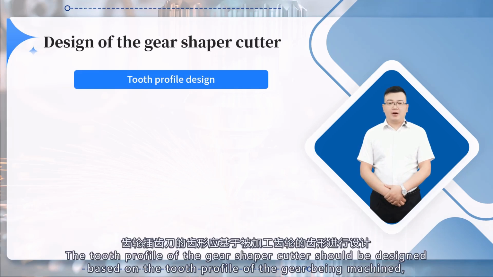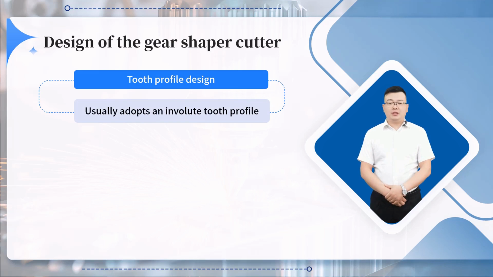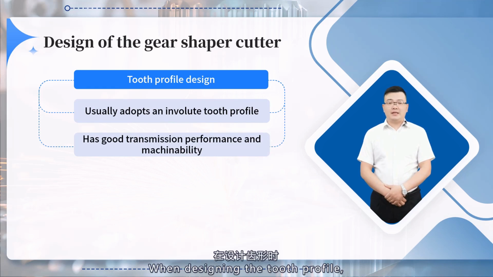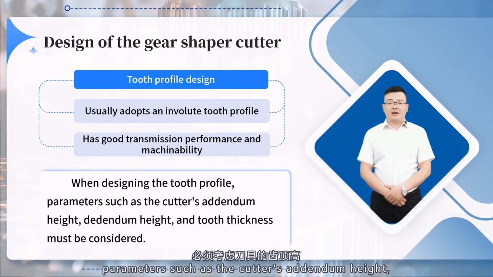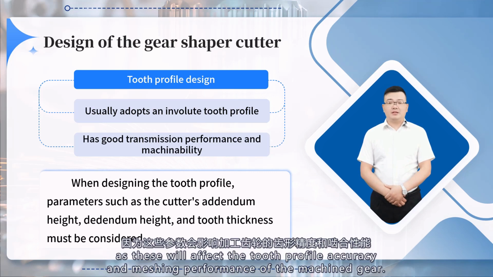The tooth profile of the gear shaper cutter should be designed based on the tooth profile of the gear being machined, typically using an involute tooth profile. The involute profile offers good transmission performance and manufacturability. When designing the tooth profile, parameters such as the cutter's addendum height, dedendum height, and tooth thickness must be considered, as these will affect the tooth profile accuracy and meshing performance of the machined gear.